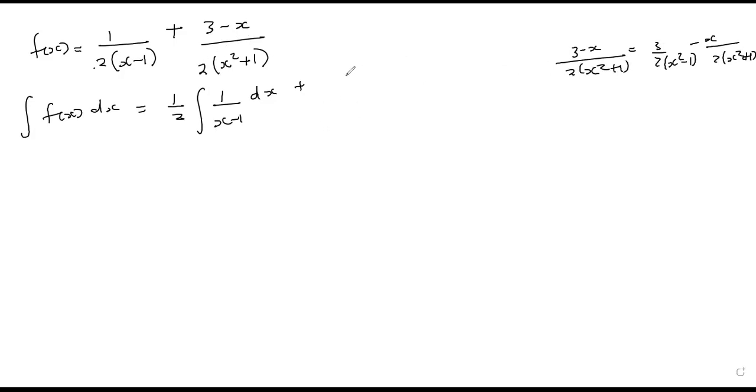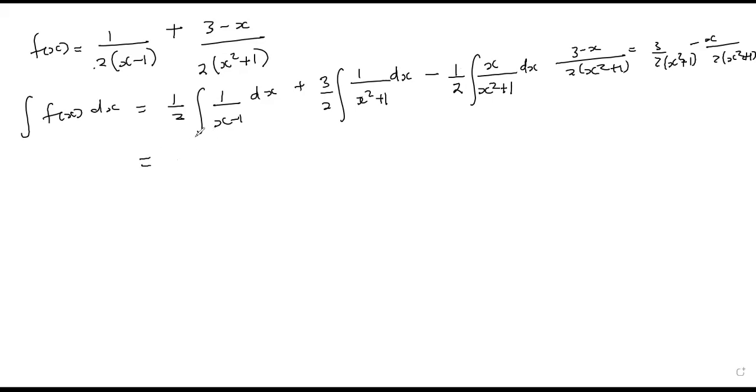So allow me to say that this is the same as plus 3 over 2 integral of 1 over x squared plus 1 dx, then I will put out minus a half, the integral of x over x squared plus 1 dx. Interesting.